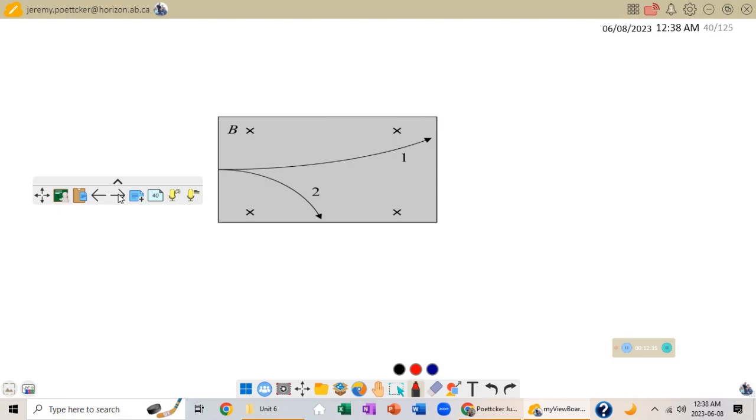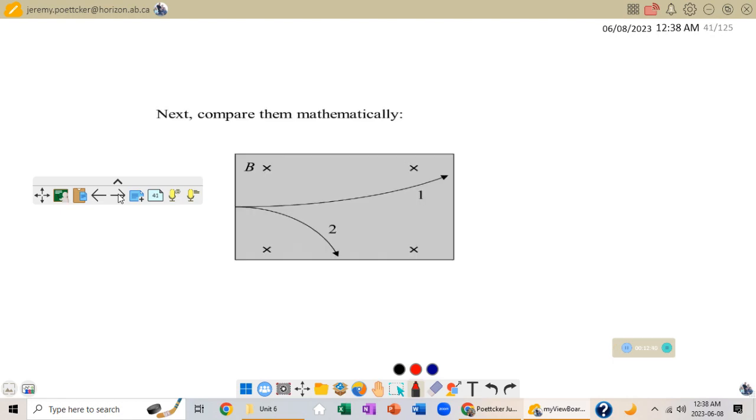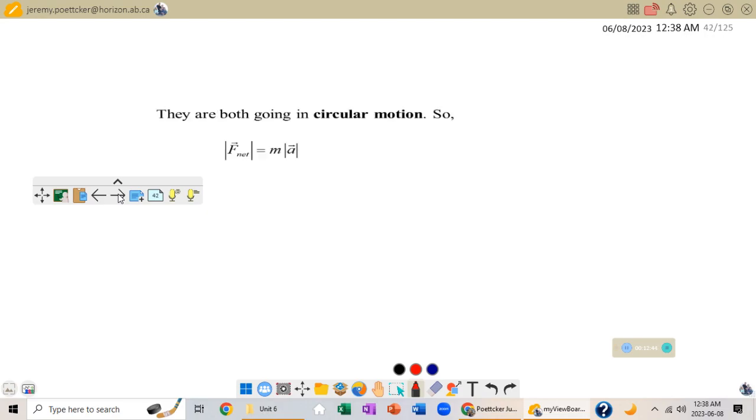Okay, you can look at that step at a time. All right. Now we want to compare them mathematically. So they are both going in circular motion. So in both cases, F net equals mass times acceleration. And it's going to be centripetal acceleration, which means it's going to be v squared over r, which means this is magnetic force. QvB equals mv squared over r. We have seen this equation before.